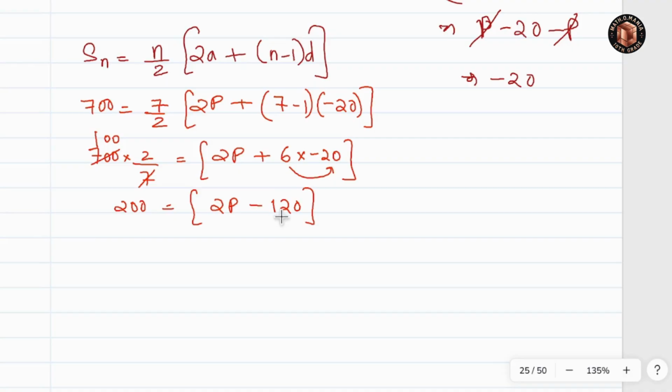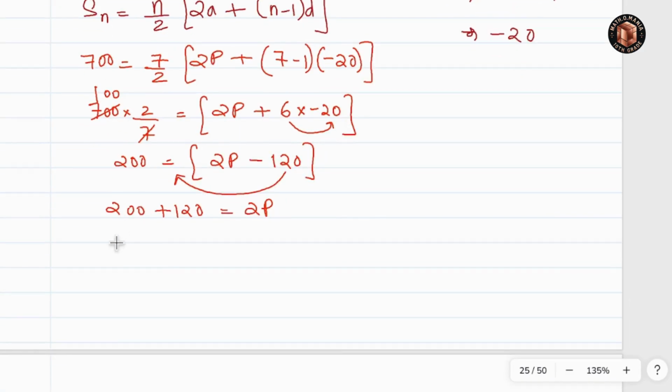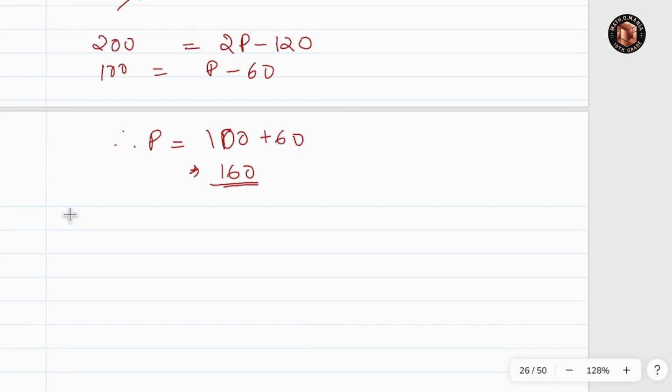Therefore, I can take the 120 to the opposite side: 200 plus 120, which is 320, equals 2P. P equals 320 divided by 2, which is 160. Therefore, P equals 160, so the first price is rupees 160.